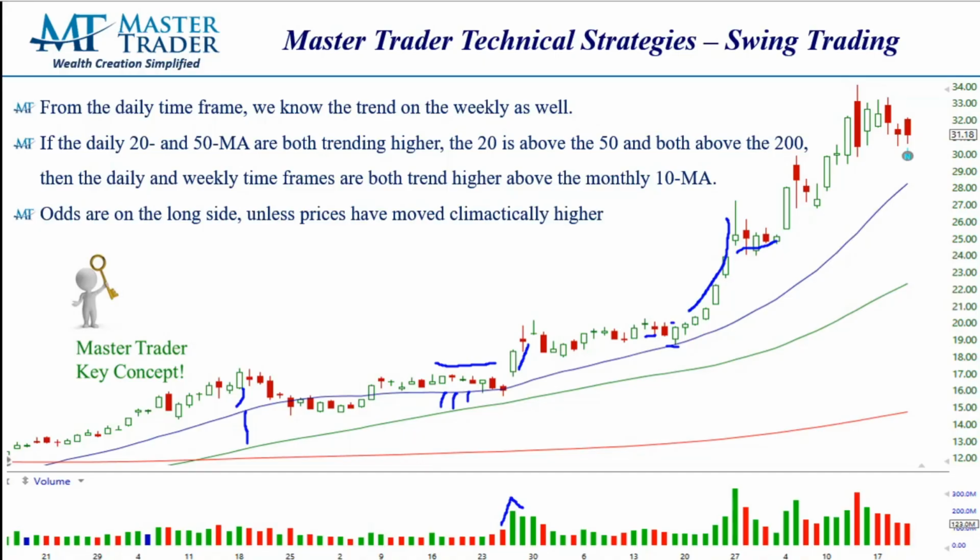Taking partial profits, nothing wrong with that. And then you're going to have to just sit through some correction if you believe that prices are going to be able to go higher.